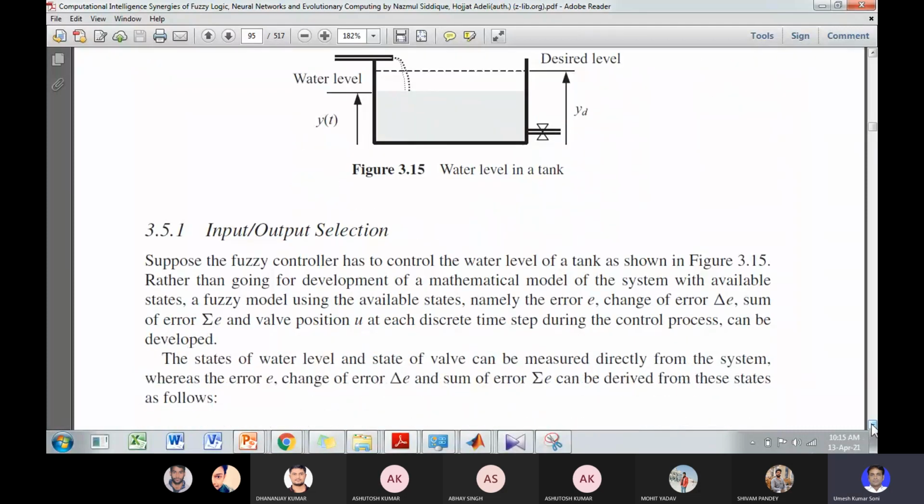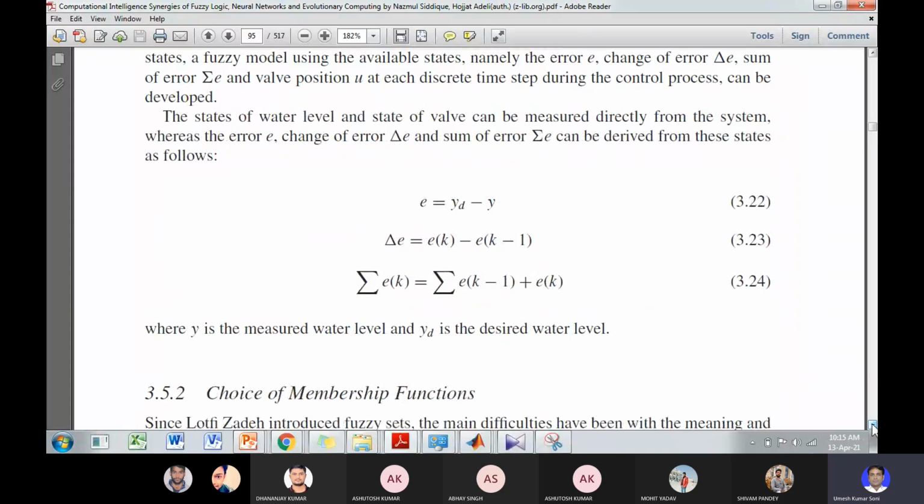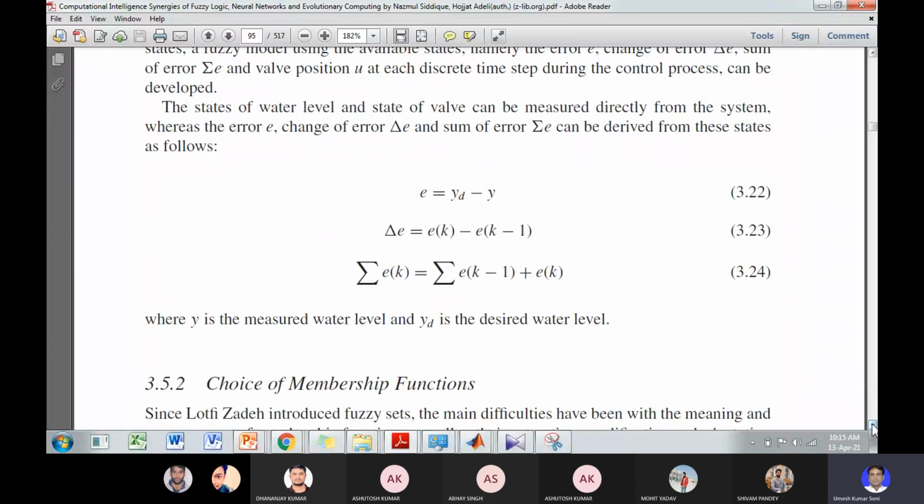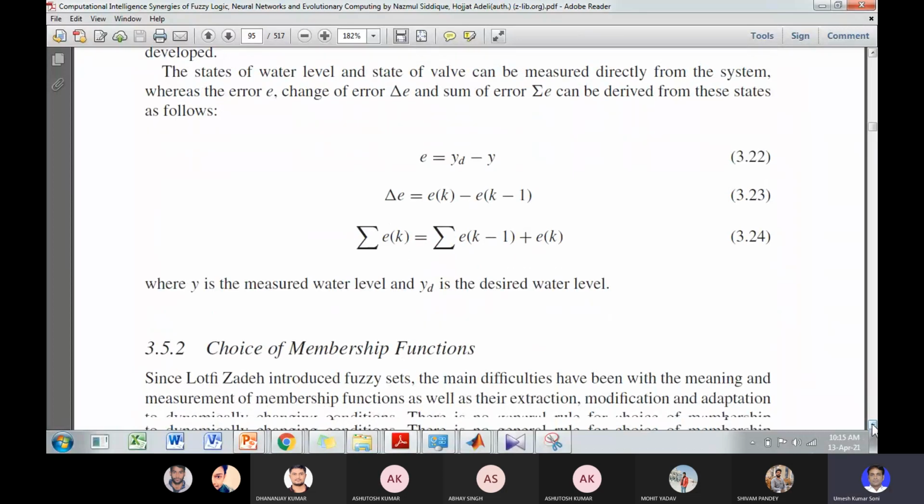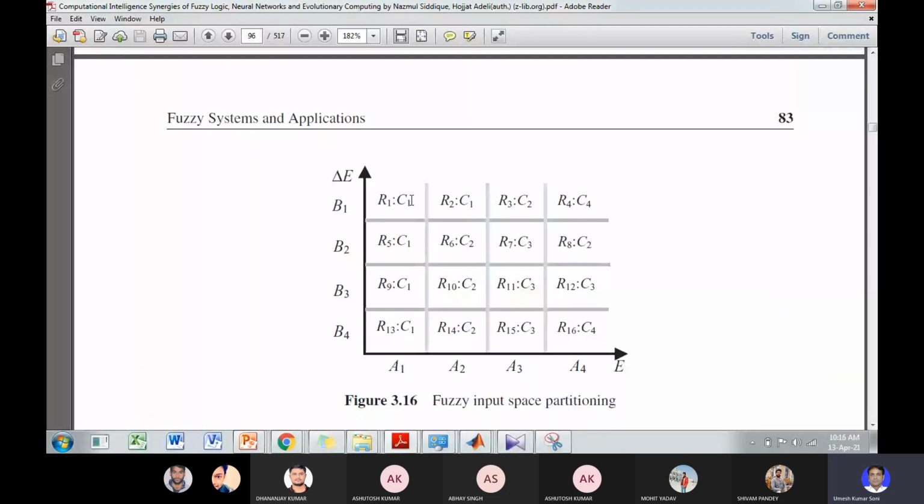So here you have again the same information: the error, the difference of error, and the sum of the error. Here you see the error, and the error is in a number of error membership functions, then the rule R1 will define that the output should be the C1 membership function.